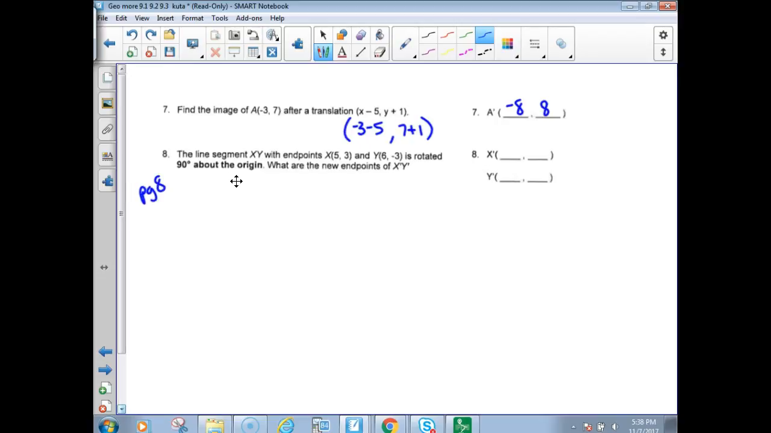On page 8 of your ISN, the rule says to go 90 degrees, you do the opposite of y, change the sign of y, and switch it with x. So if your points are x, y, they're going to go to the opposite of y, comma x. So if I have x at 5, 3, then I'm going to change the sign of the y to -3 and switch it with the x. So -3, 5 will be x prime. And that's the answer for the first part of the question. And y prime would be at +3 because you change the sign of y and switch it with the x.